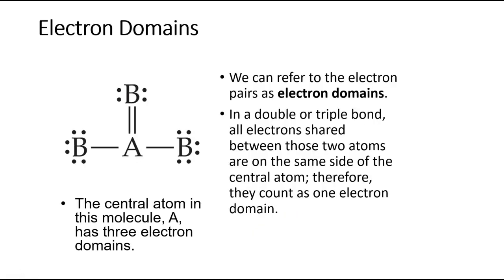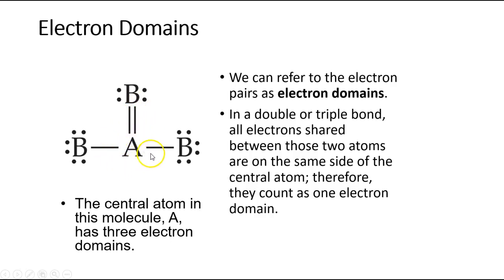Now, we want to clarify what we mean by the term electron domain, because while it often means 2 electrons, it doesn't necessarily have to be 2 electrons. A double bond is also considered 1 domain. So we can refer to electron pairs as electron domains, but a double bond or a triple bond counts as only 1 domain.